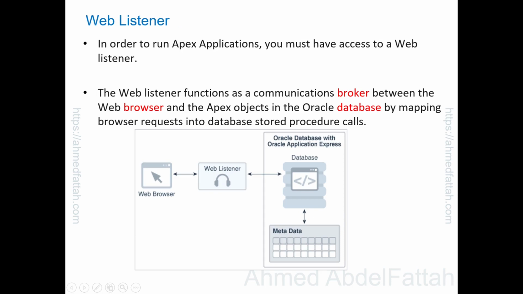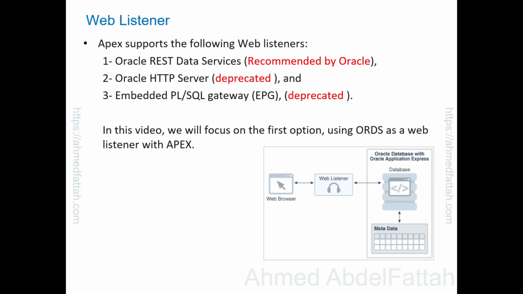Web Listener. In order to run Apex applications, you must have access to a web listener. The web listener functions as a communications broker between the web browser and the Apex objects in the Oracle database, by mapping browser requests into database stored procedure calls. Apex supports the following web listeners. 1. Oracle REST Data Services, recommended by Oracle. 2. Oracle HTTP Server, deprecated, and 3. Embedded PL/SQL Gateway, EPG, deprecated. In this video, we will focus on the first option, using ORDS as a web listener with Apex.